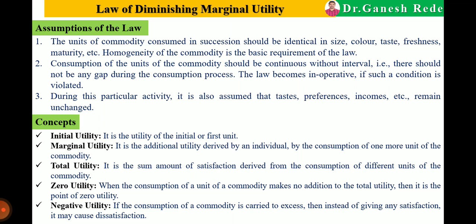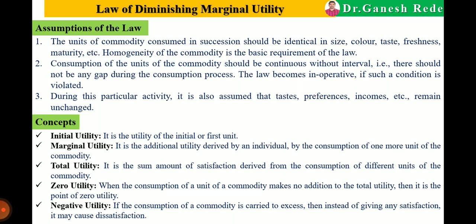When the consumption of a commodity makes no addition to the total utility, that is the point of zero utility. That is, when we consume the next unit of commodity and it does not add any satisfaction or utility to the total utility, that is the point of zero utility.